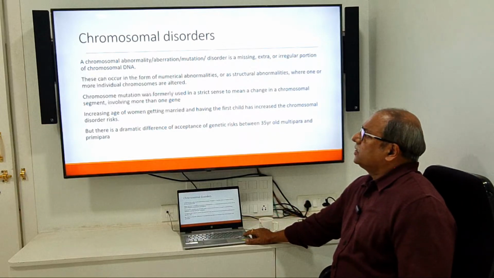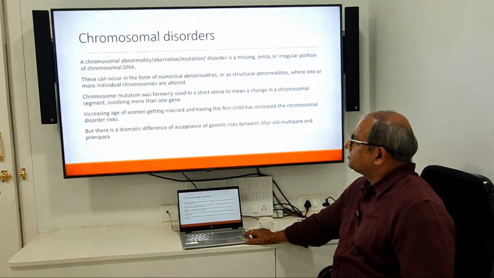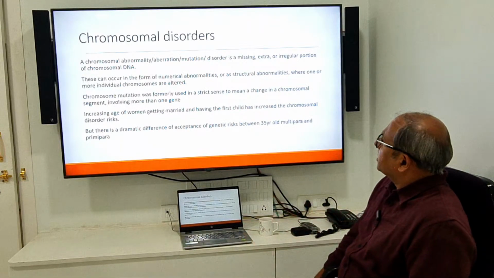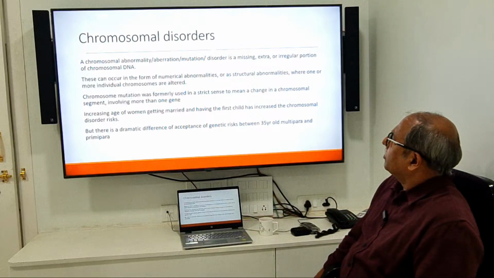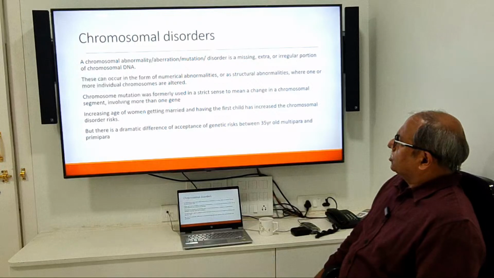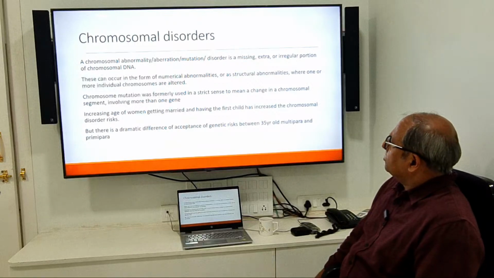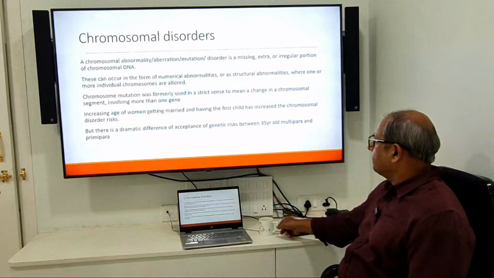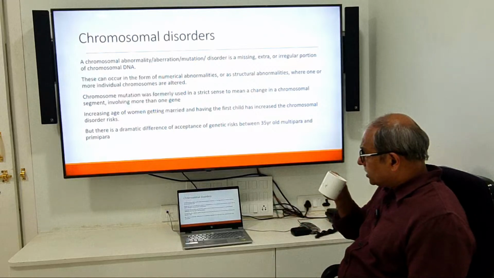I already told this is the chromosomal disorder, the whole chunk. Chromosomal abnormality, aberration, mutation, disorder: missing, extra or irregular portion of chromosomes. This can occur in the form of numerical or structural, but it is visible in a microscope. Chromosome mutation was formerly used in a strict sense to mean a change in a chromosomal segment. Increasing age of women getting married and having the first child has increased chromosomal disorder risk.